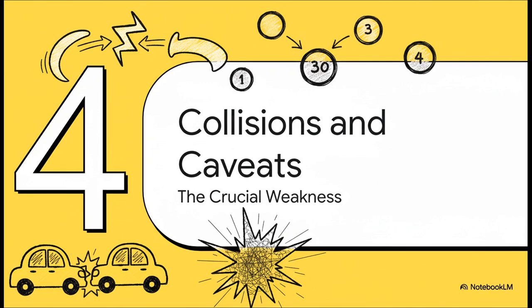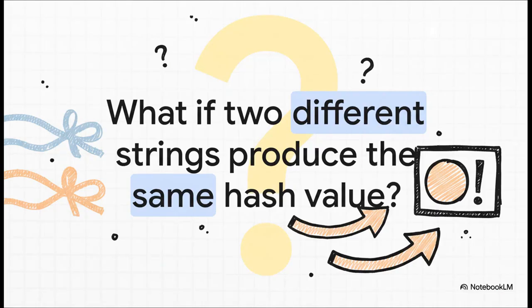Well, there is one crucial weakness, one major caveat that we absolutely have to talk about, especially if you're in an interview. We need to talk about collisions. This is the key question. A hash collision is when two totally different strings, just by pure random chance, end up with the exact same hash number. Now, if we blindly trust that hash, we might think the strings are equal when they're actually not. So, how do we deal with that?